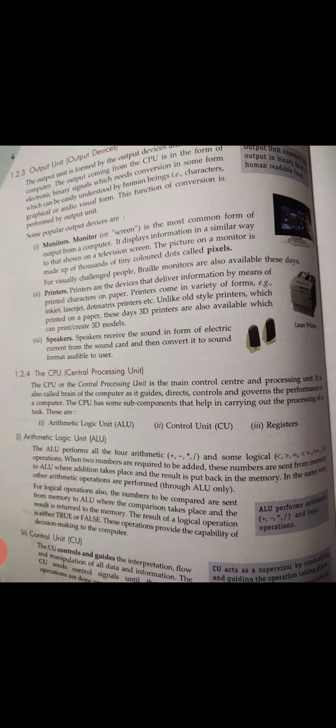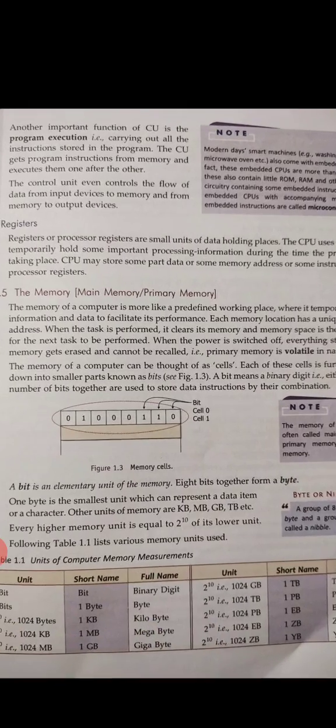Okay, now next comes the CPU. CPU is the main processing unit. It is divided into ALU, control unit, and register. ALU, as I told you before, performs all the arithmetic and logic operations. Control unit acts as a supervisor, controlling and coordinating the operations taking place. Okay, then what does the register do?